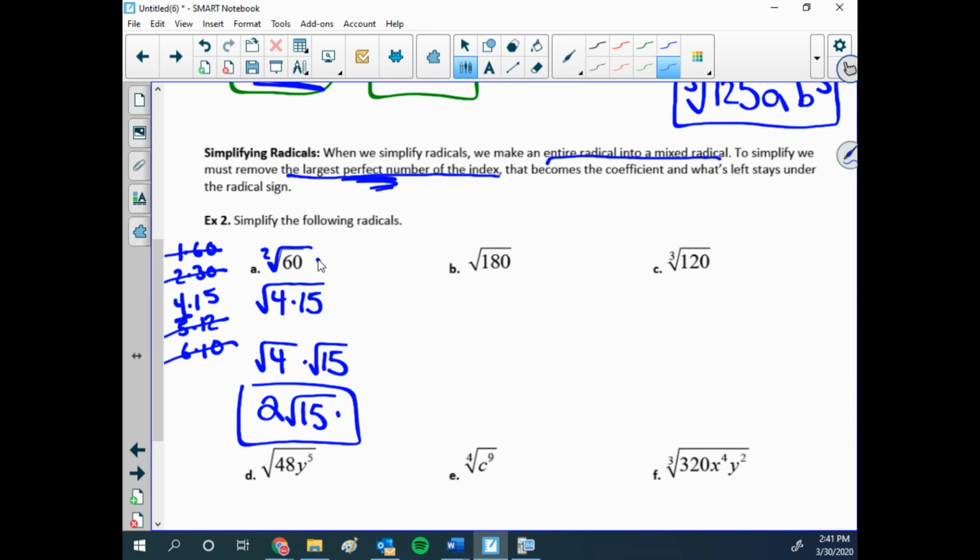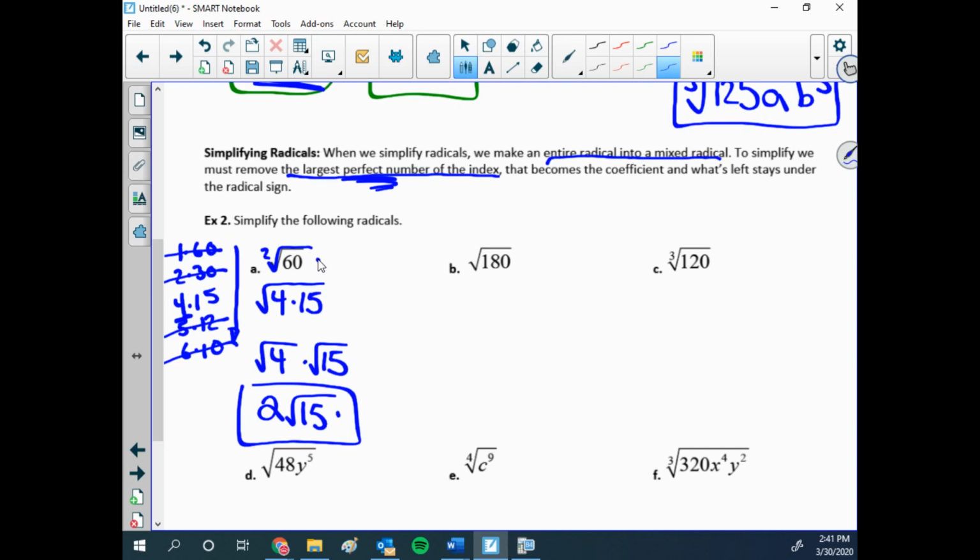Okay, B, 180. So if I wanted to write out all of the factors of 180, there's going to be quite a bit. So rather than writing out all of the factors like I did here, what I could do is just divide 180 by perfect squares. Because we're just trying to find the largest perfect square of the index.